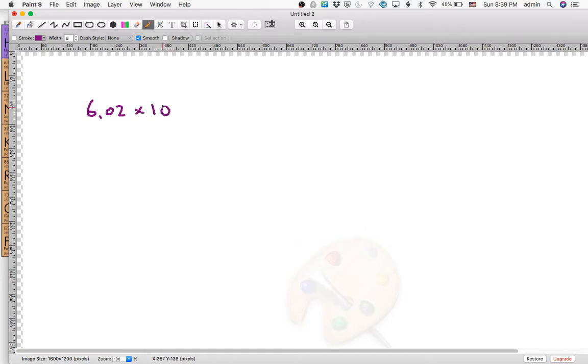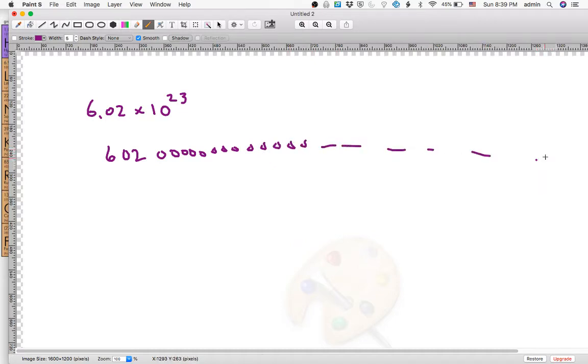We're going to use this number a lot in this class. This is 6.02 times 10 to the 23. This is 602 with 21 zeros after it. Let me count: 1, 2, 3, 4, 5, 6, 7, 8, 9, 10, 11, 12... So there are 21 zeros after this 602.